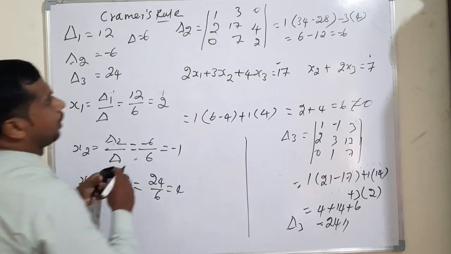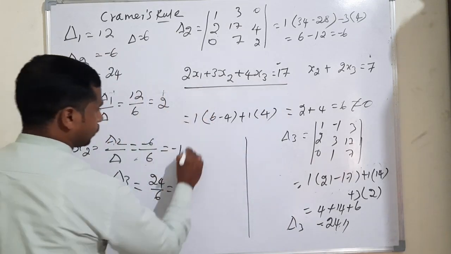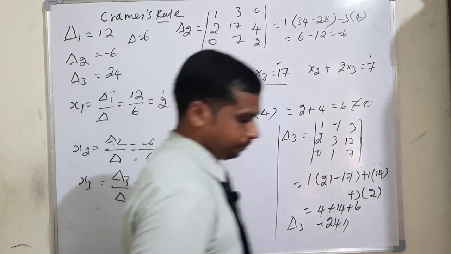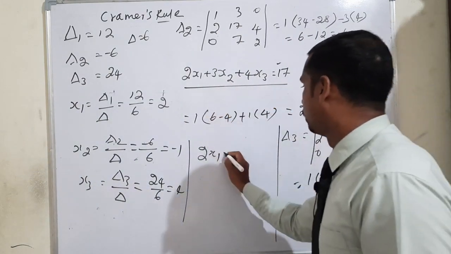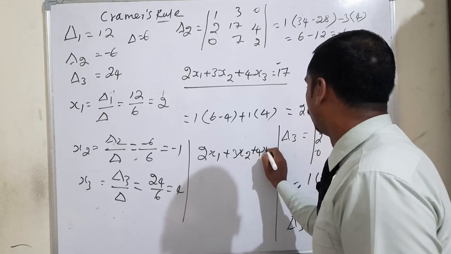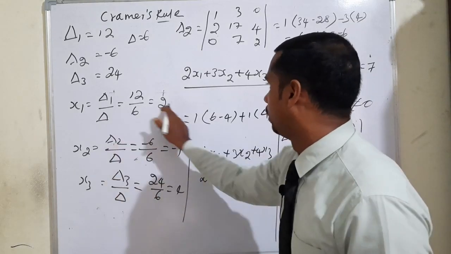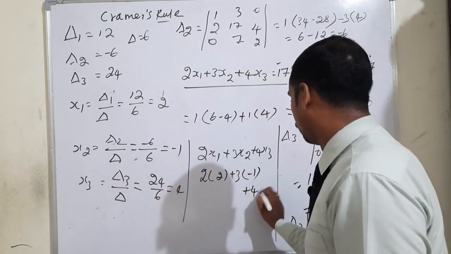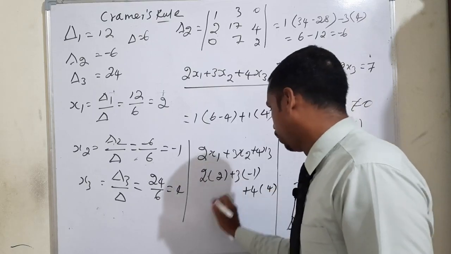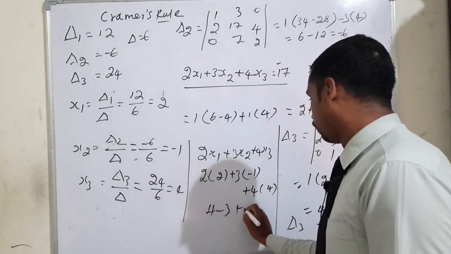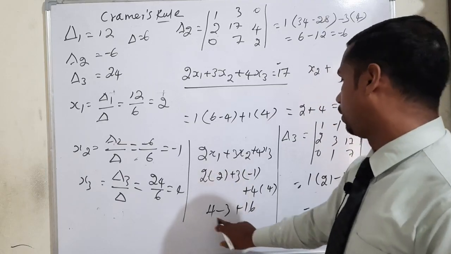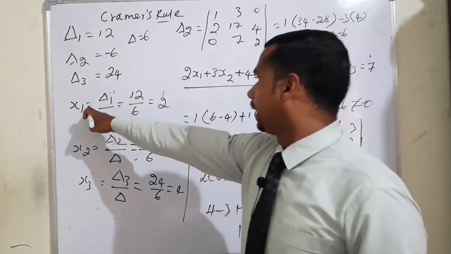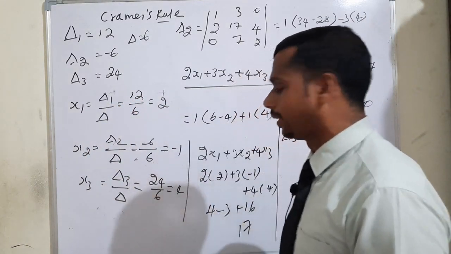Check it. Okay, consider the second equation: 2x1 plus 3x2 plus 4x3. So 2 into x1 is 2, then 3 into x2 is minus 1, then plus 4x3 where x3 is 4. 2 into 2, 4. 3 into 1, minus 3. 4 into 4, 16. 16 plus 4, 20. 20 minus 3 is equal to 17. See, we have proved the RHS, so our answer is also correct. Therefore, x1 is equal to 2, x2 is equal to minus 1, x3 is equal to 4.